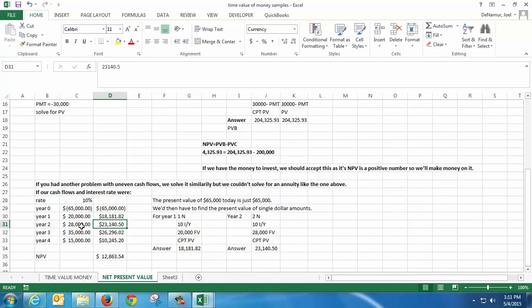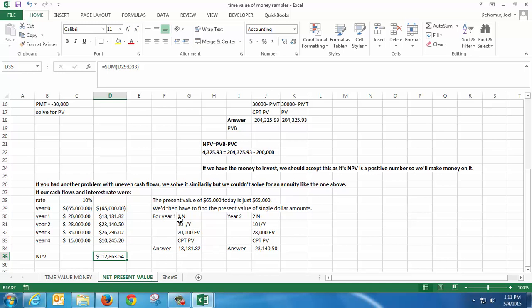The second year out, we'd have to find the present value of a single amount, which is 28,000. It happens once, but it happens 2 years from now. What's the present value today? I plug that in. I do the same thing for year 3. I do the same thing for year 4. When I am done, I add up all of these numbers. The first one's an outflow, the other ones are inflows, and my net present value would be 12,863.